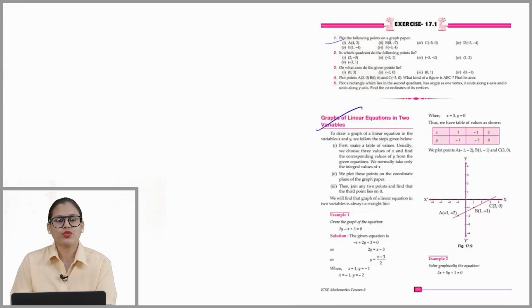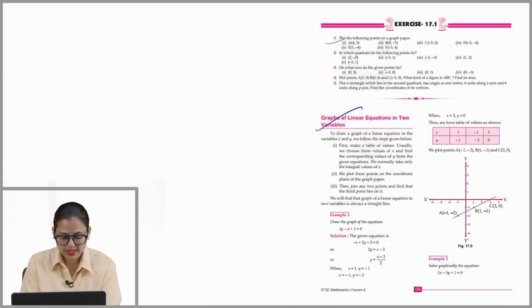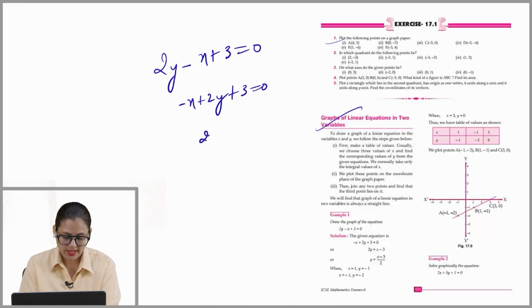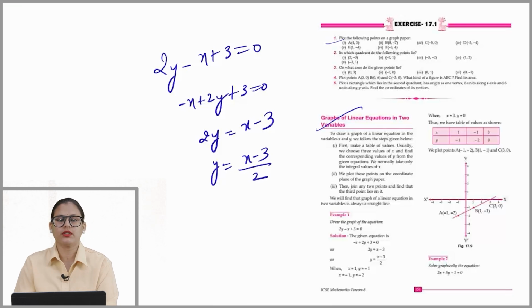Okay, for example, we have to draw the graph of the equation which is given 2y minus x plus 3 equals 0. So, we will write this equation as minus x plus 2y plus 3 equals 0. We can also write it like this, 2y equals x minus 3, and y equals (x minus 3) by 2. Now, we will put the value of x here and then we will get the value of y.